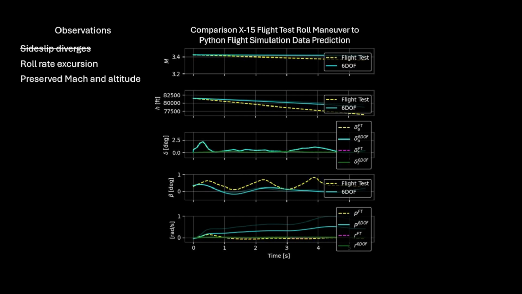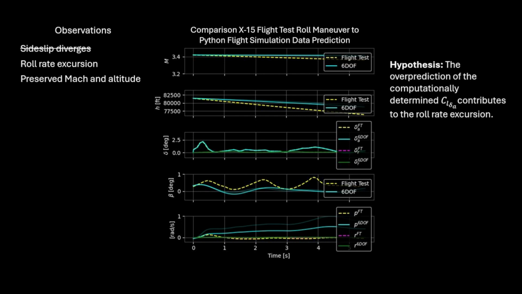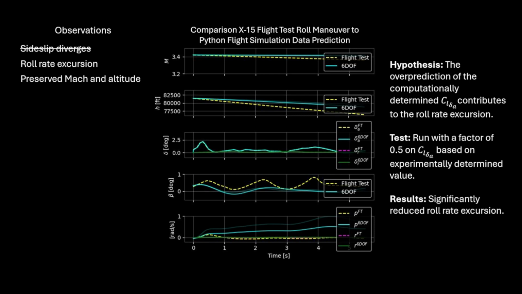So, being the good scientists that we are, we carefully state our hypothesis. The overprediction of the computationally determined CL del A contributes to the roll rate excursion. To test this, we put a scale factor of 0.5 on CL del A to represent the 50% reduction in known control effectiveness from the experimental data. The results significantly reduced roll rate excursion, but not all the way. We conclude that CL del A did indeed play a role, but is not the sole cause of the roll rate excursion. But there's more to this plot.